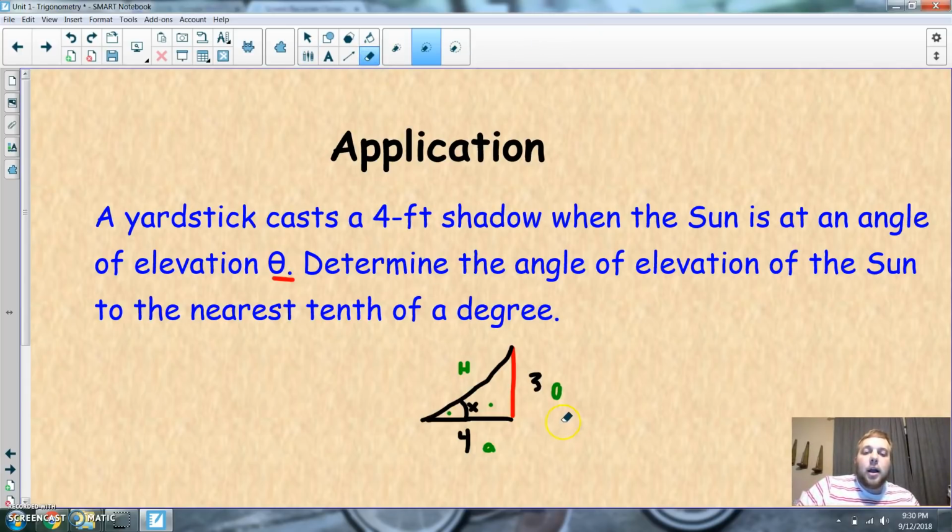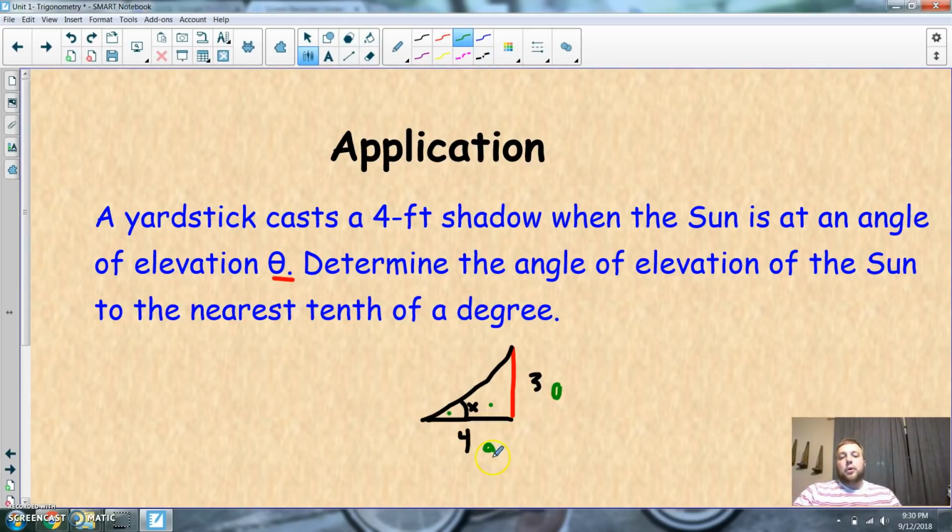Okay? I know my opposite, my adjacent, my hypotenuse is worthless. Don't know anything about it. So I'm working with an O and an A, and tangent uses O and A, right? So I'm going to go tangent of that angle, x, should equal 3/4.